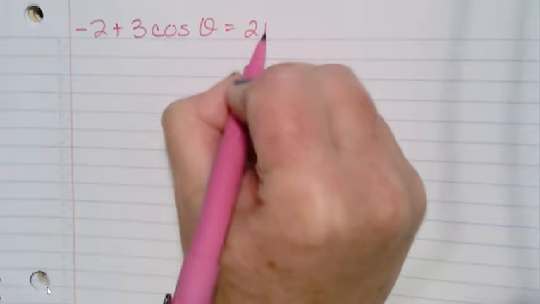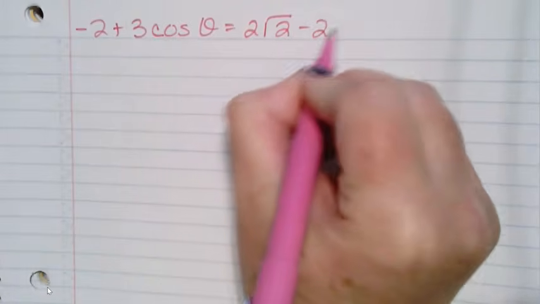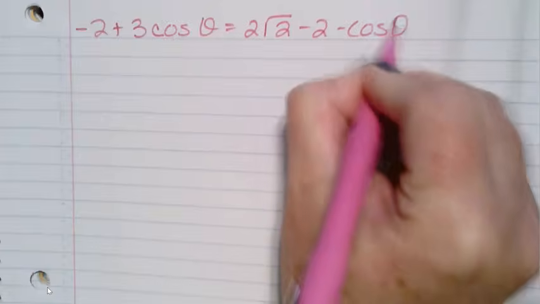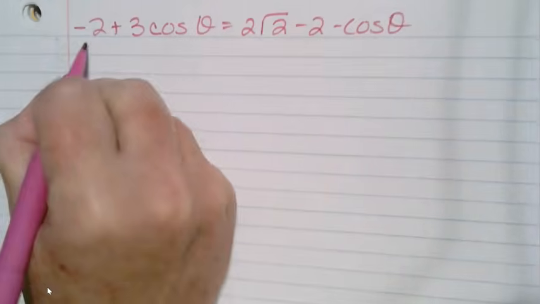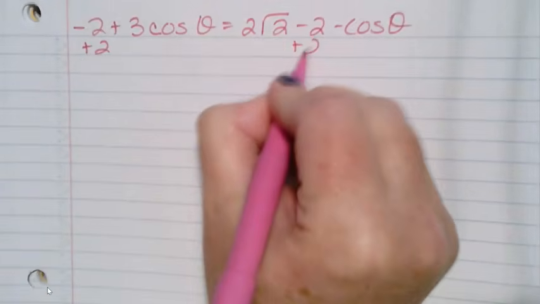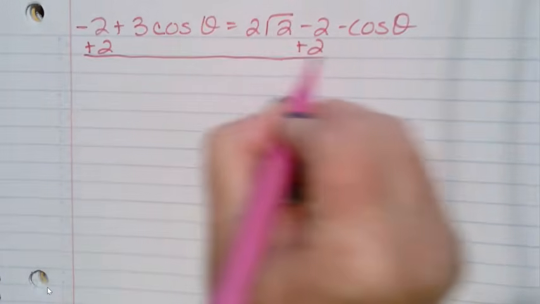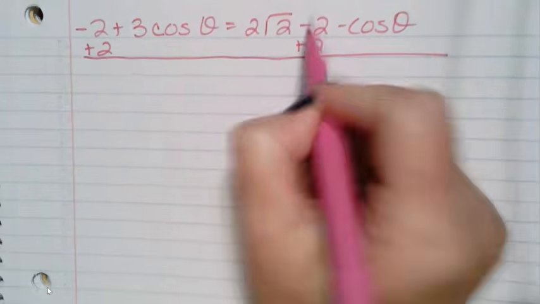Negative 2 plus 3 cosine theta equals 2 square root 2 minus 2 minus cosine theta. Okay, so I'm going to add 2 to both sides. What's nice, the 2's cancel.